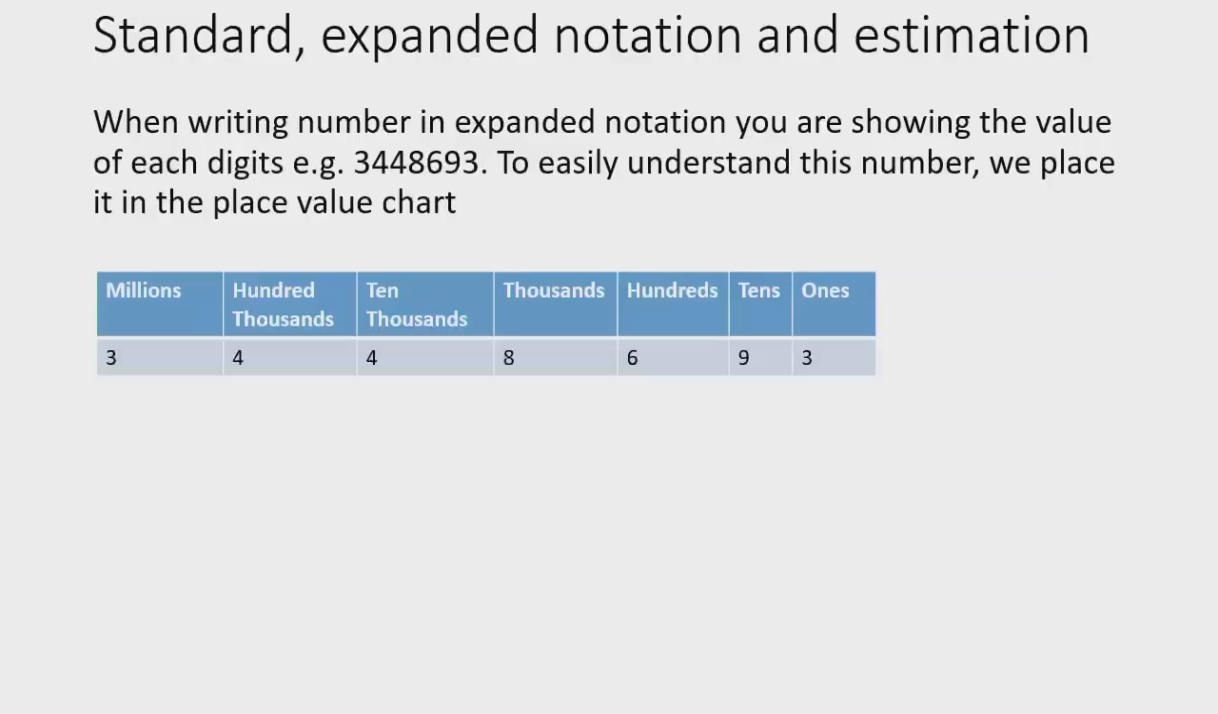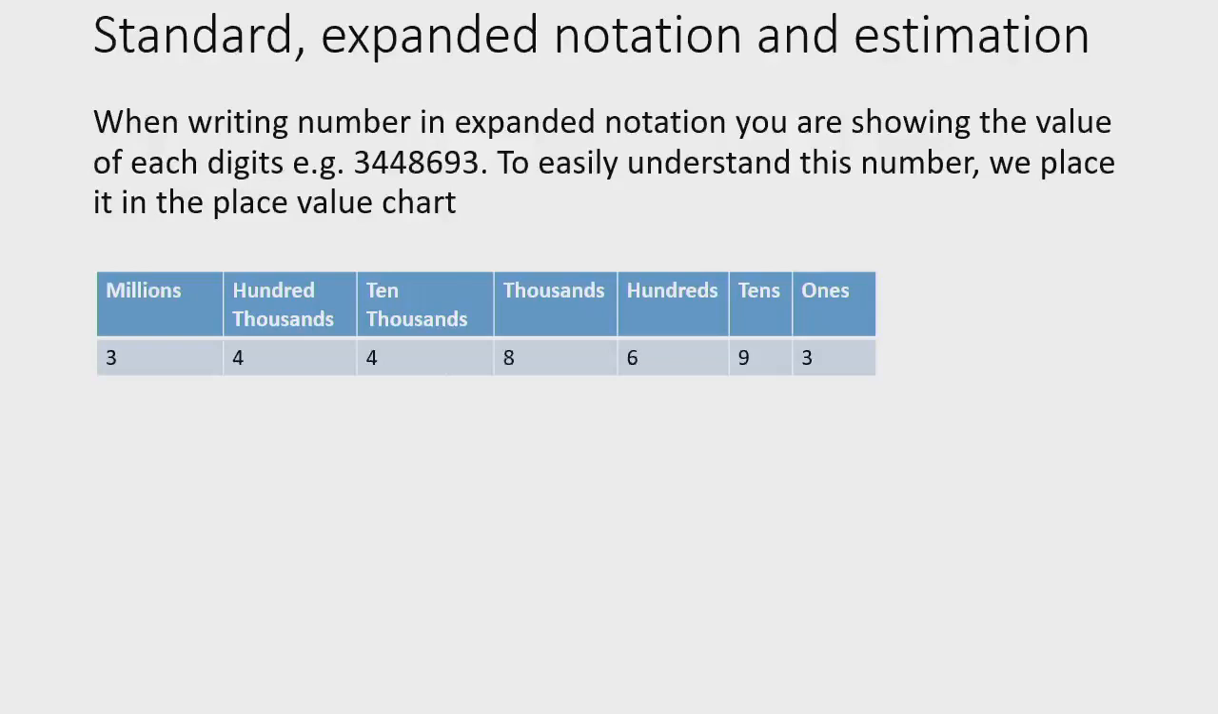Now, standard and expanded notation. I want you to look at this table here. When writing numbers in expanded notation, you are showing the values of each digit. For example, if you have 3,448,693, you have to write the place value for those numbers. So the 3 is placed at the millions, the 4 at the 100,000s, the other 4 at the 10,000s, the 8 at the 1,000s, the 6 at the 100s, then the 9 and the 3. And that is how it should go.